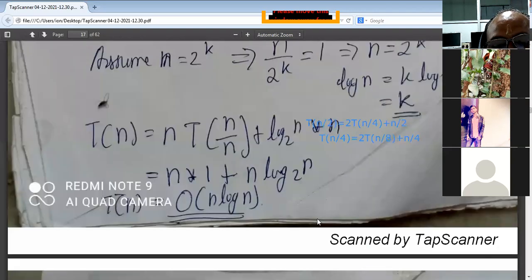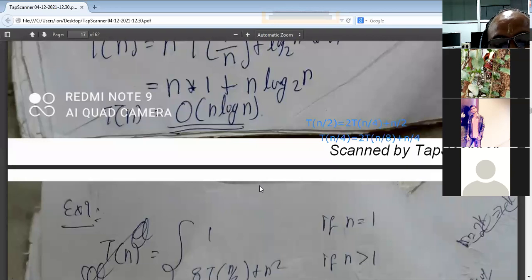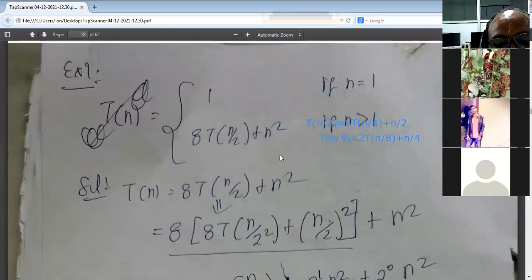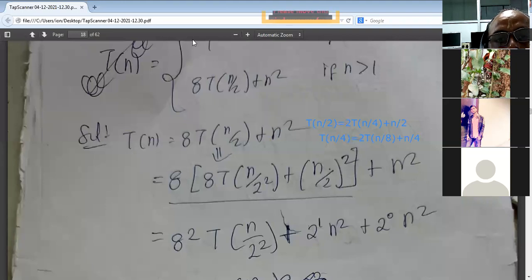So here you can see n is much smaller than n log₂n. The greater, dominating value is n log₂n, so we will place this value. This is our complexity. In a similar way, you can solve this equation also. You can solve all the equations according to this.